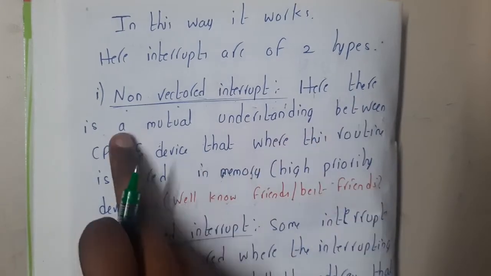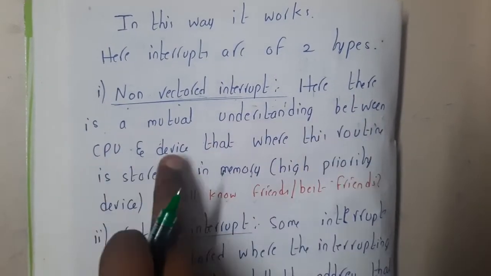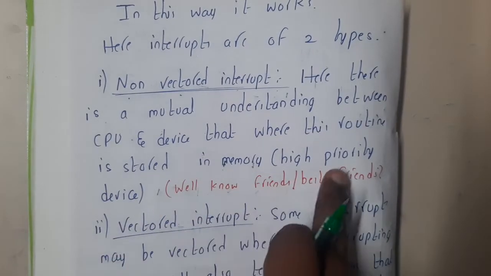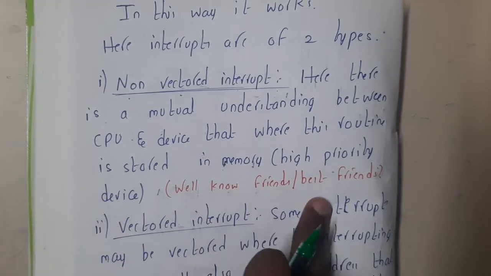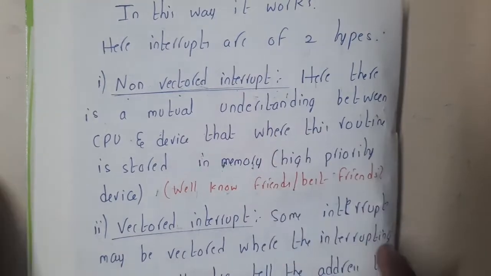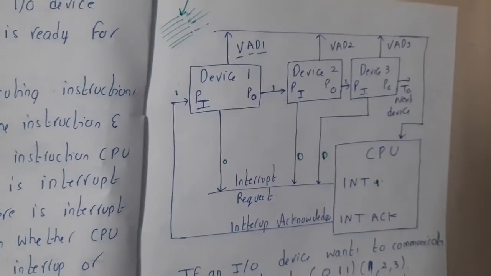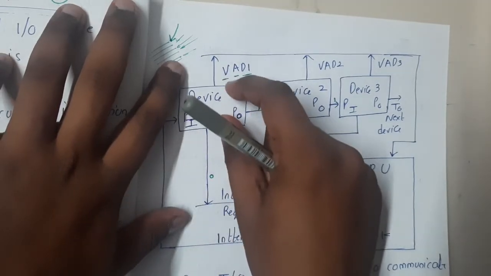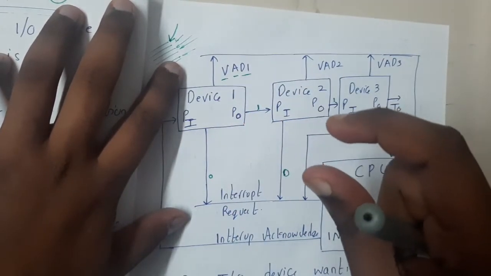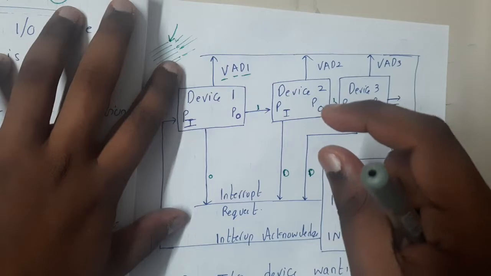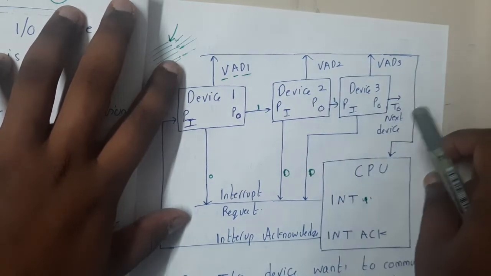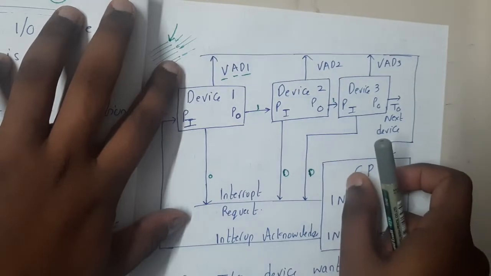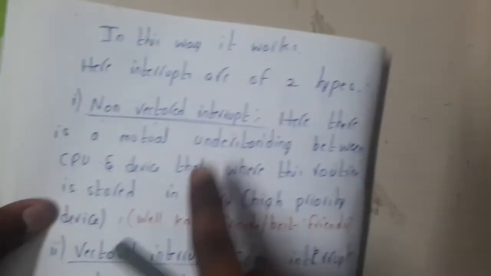So here there is a mutual understanding between the CPU and the device about where this routine is stored in the memory: a high priority device, a well-known friend or best friend. So how these devices work is, this device wants to do something, and that do something is nothing but a set of instructions, which are stored somewhere in the memory. If that address is priorly known to the CPU, that is nothing but a non-vectored address.